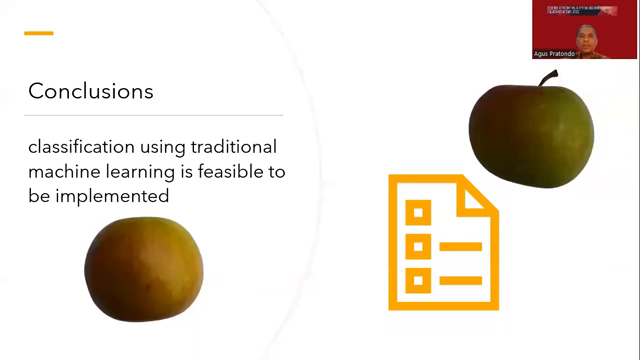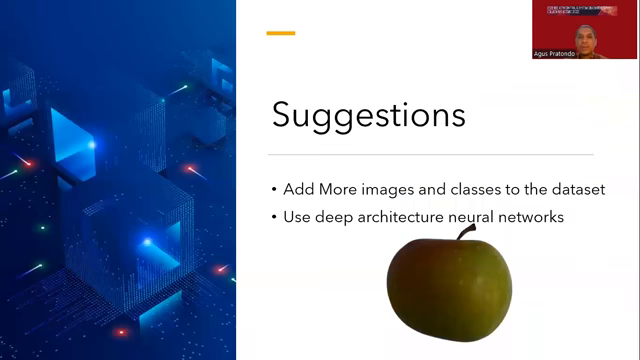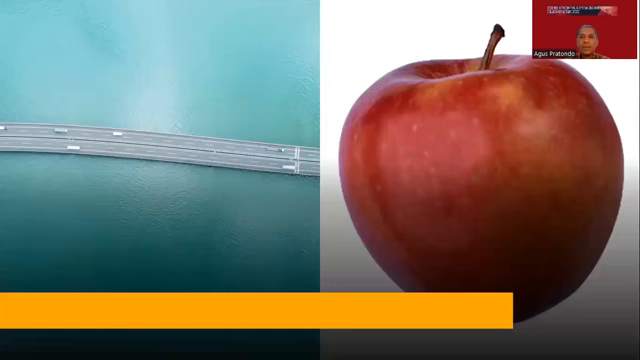In conclusion, classification using traditional machine learning is feasible to be implemented in practical use. For suggestion in the next iteration, we can add more images and classes to the data set. And also, we can use deep neural network architectures, such as deep learning, to implement the classification of apples. That is all my presentation.